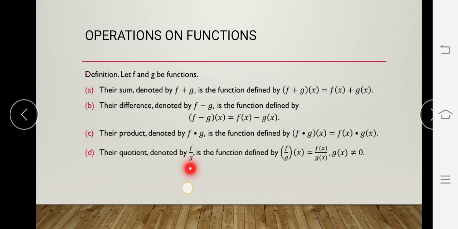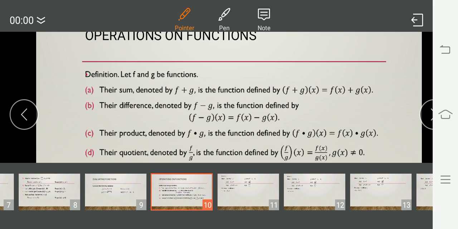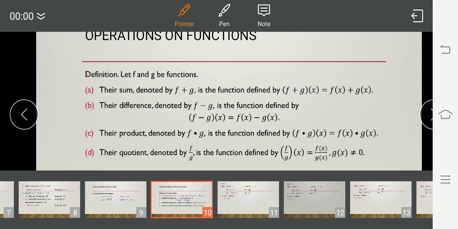And our last, the quotient, denoted by f over g, is the function defined by (f over g)(x) equals f(x) over g(x), where our g(x), which is the denominator, should not be equal to 0. Otherwise, it will become undefined. Now let us put all of this into reality by having the following examples.